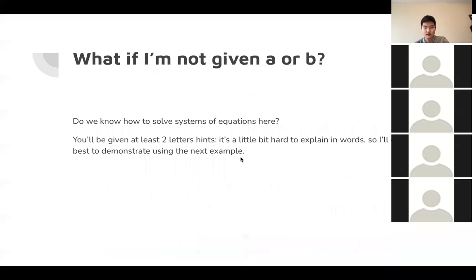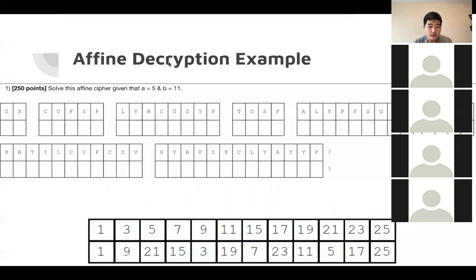How many of these do we have? Okay. So I guess we'll take a look at this. Tell me what A equals 5 and B equals 11 means in terms of encryption, and then we can find what it means for decryption.